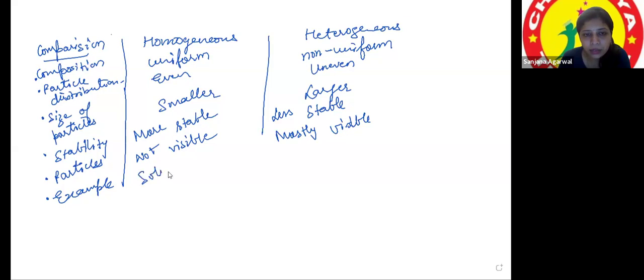Examples, generally you can write solutions, and generally you can use the word suspension. So state examples of homogeneous and heterogeneous. Based on these properties, at least you can tell.